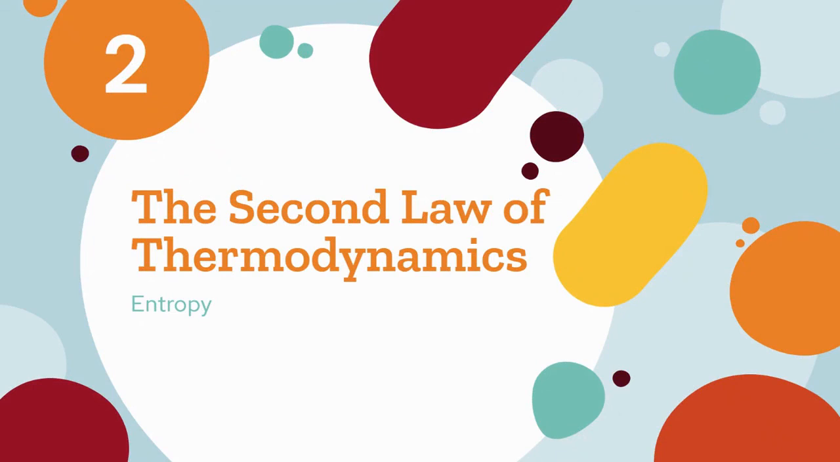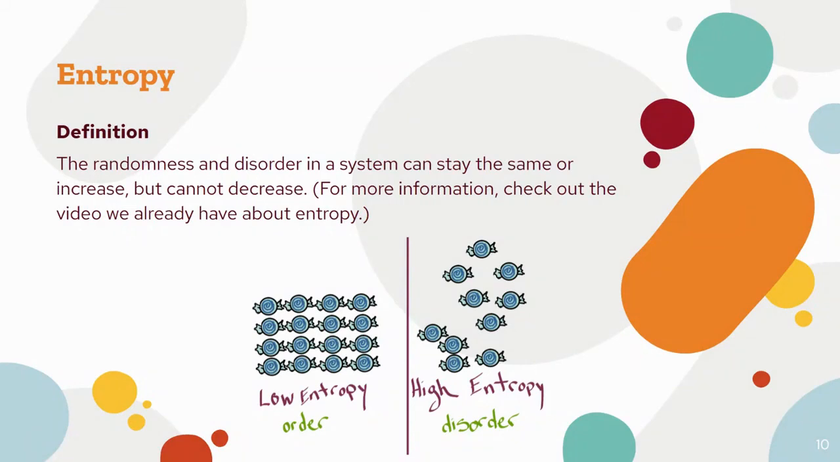The second law of thermodynamics, entropy. We actually covered this in another video, so I won't be going over it in very much detail. Essentially, it's saying entropy is the randomness and disorder in a system that can stay the same and increase but cannot decrease. If we see on the left, low entropy, in low entropy, everything is in order and very organized. With high entropy, there's disorder.